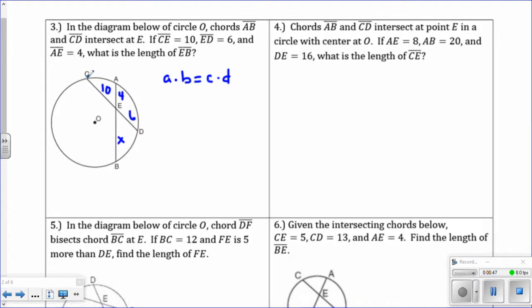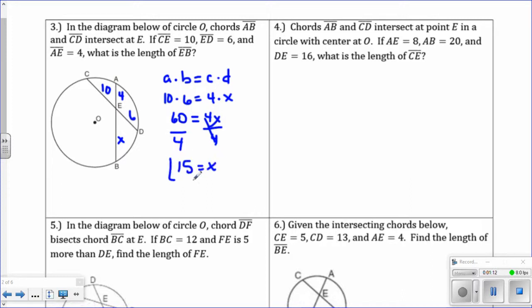Again, you just start with a chord and multiply the two pieces. So 10 times 6 equals, now go to the other chord and multiply the two pieces, 4 times X. 10 times 6 is 60, 4 times X is 4X, divide both sides by 4, and you get 15.